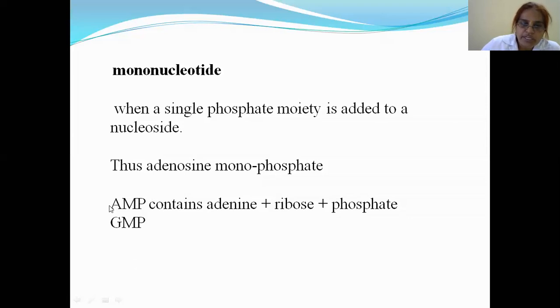AMP: here adenosine is adenine, and sine means ribose, plus phosphate. So adenine, ribose and phosphate are all single, each one a monomer. That's why it is a mononucleotide, the tide being three molecules. AMP is adenosine monophosphate, GMP is guanosine monophosphate, CMP is cytidine monophosphate, and TMP is thymidine monophosphate.